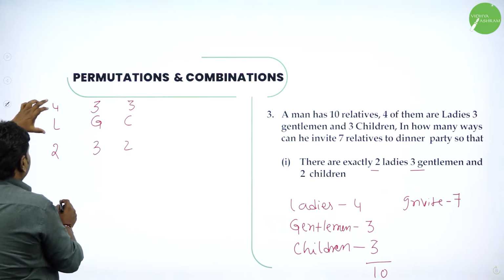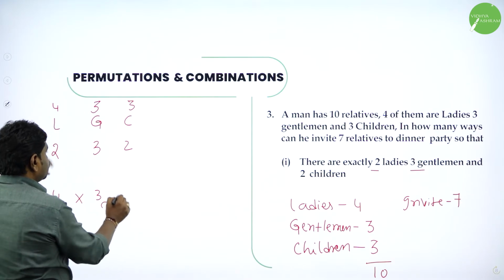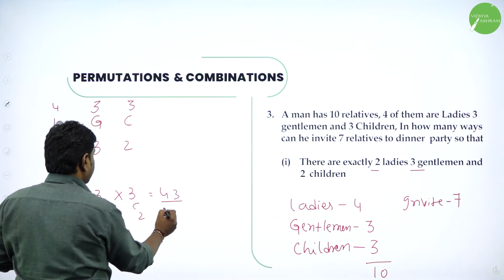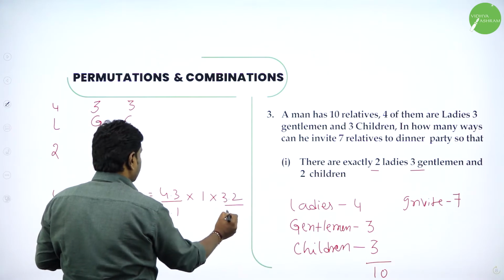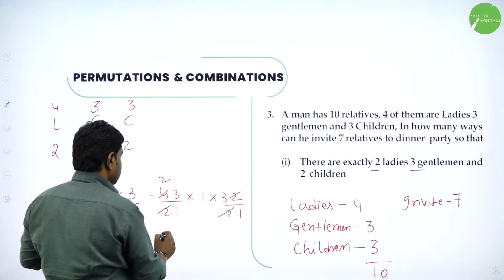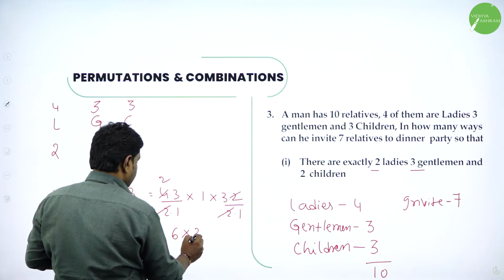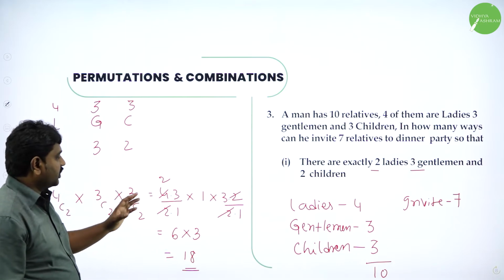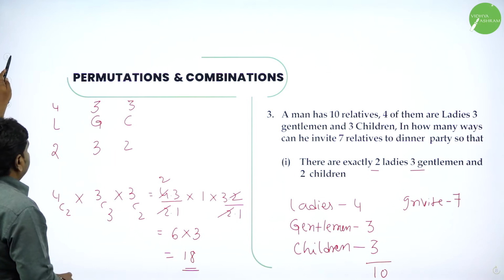Now out of 4, 2 can be selected in 4C2. Out of 3, 3 can be selected in 3C3, and 3C2. 4C2 is 4 into 3 divided by 2 into 1. 3C3 is 1. 3C2 is 3 into 2 divided by 2 into 1. 2 cancels. So 3 2s are 6, into 3 is 18 ways. So 18 different ways you can invite. 18 ways are possible. Next.